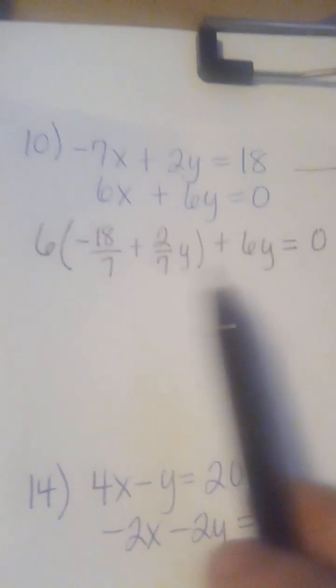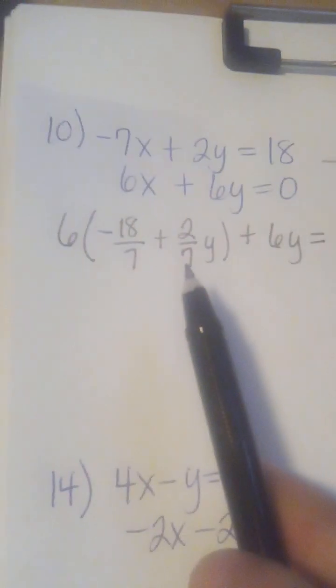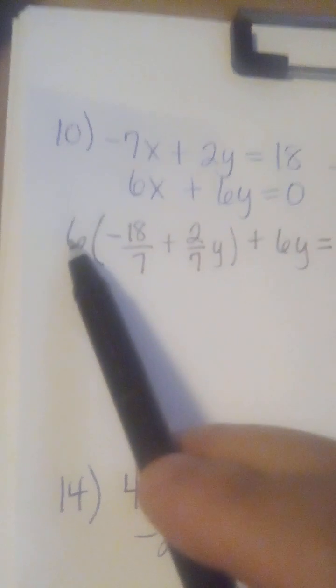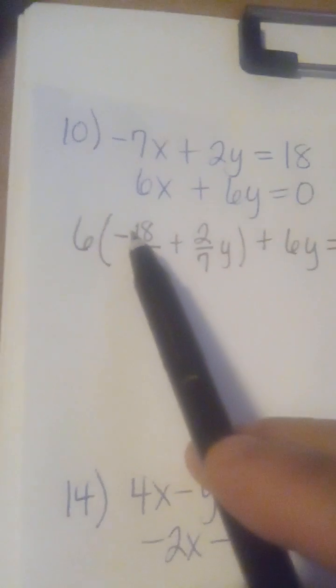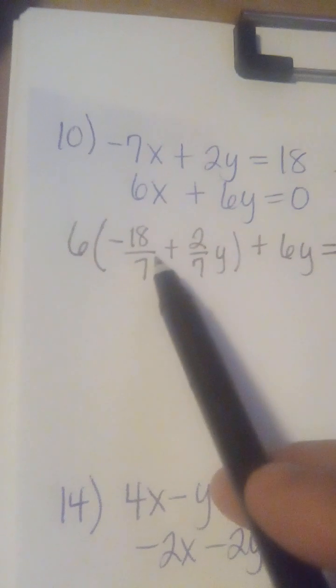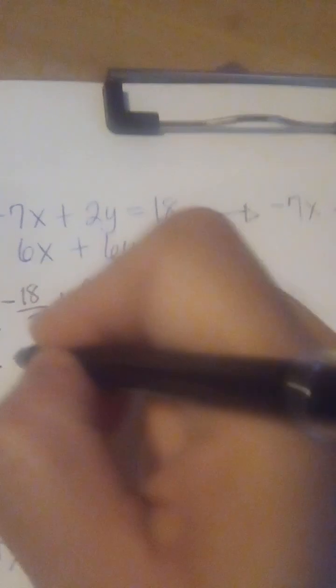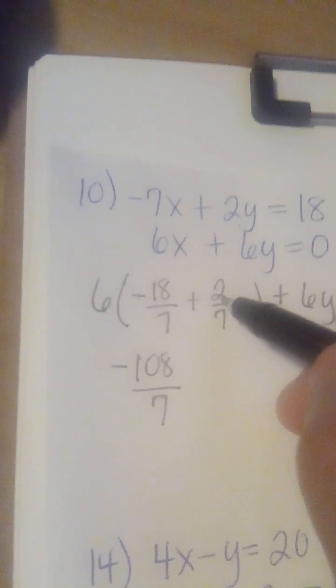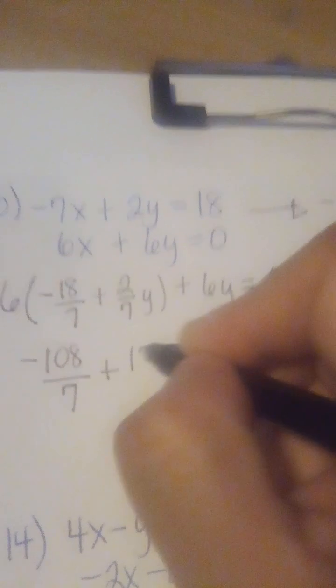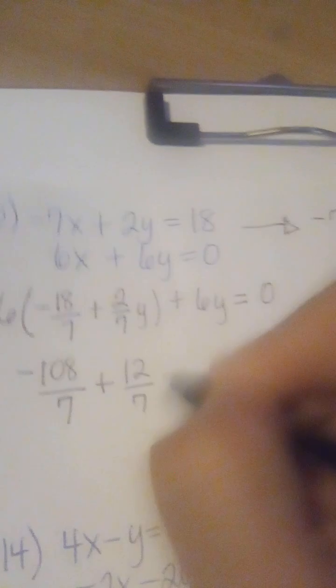In order to get this cleared off, we have to do the work right here. So we have 6 times negative 18. That gives us negative 108 over 7. Then we got 6 times 2 is 12. We leave the denominator alone, 12 sevenths. And then bring down the 6y.